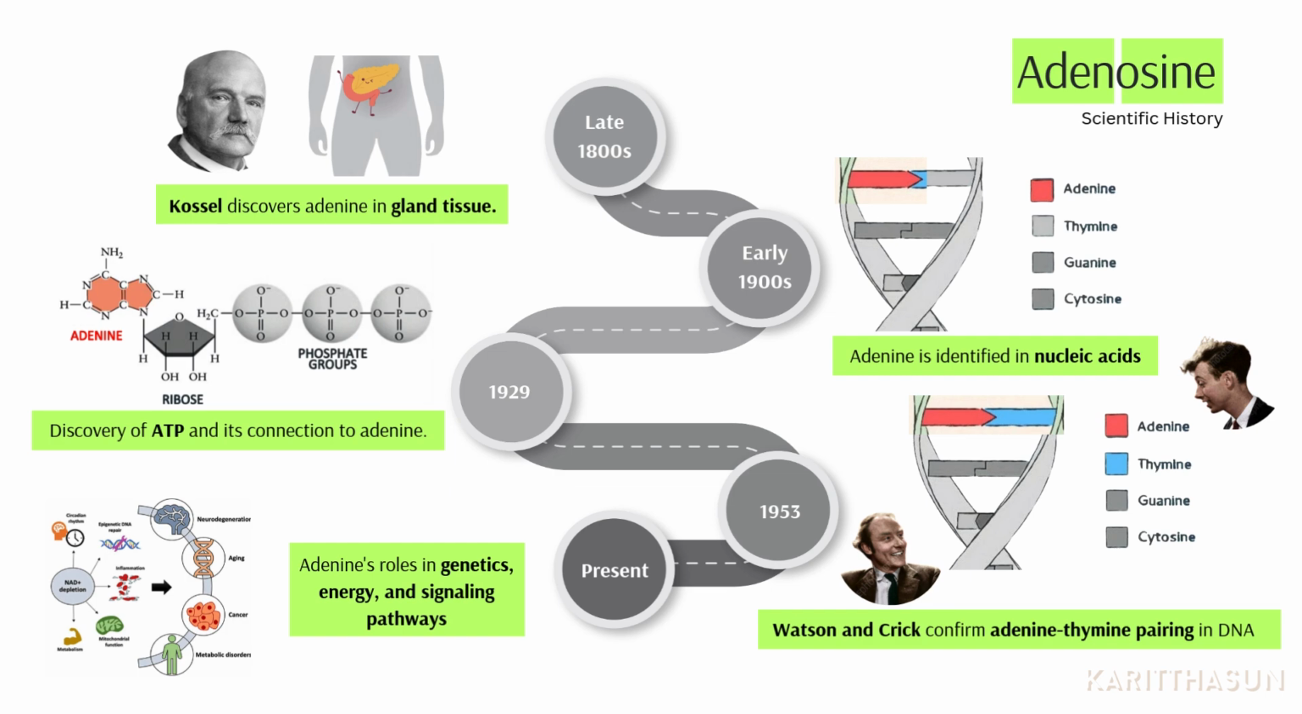A quick note on the history of adenine, which plays a key role in ATP. Adenine was first discovered in gland tissues in the late 1800s, and its role in energy production through ATP was established in 1929. By 1953, Watson and Crick confirmed adenine's role in DNA as it paired with thymine. Today, we understand adenine's essential role not just in genetics, but also in cellular energy and signaling.